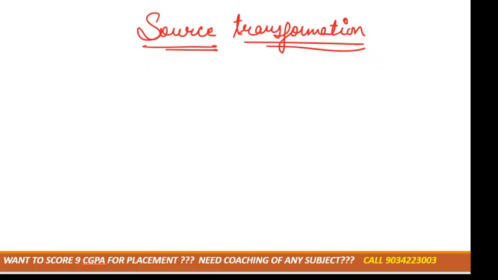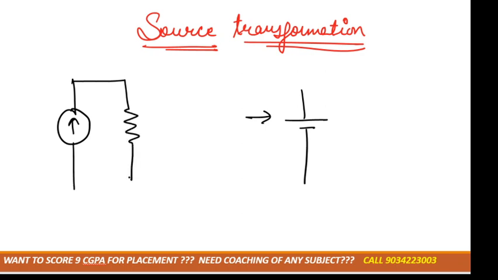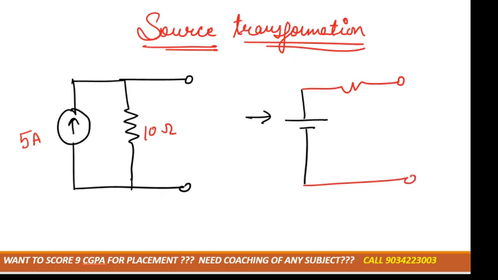Source transformation. In source transformation, we can convert a current source to a voltage source and vice versa. Generally, we convert the current source into a voltage source because it reduces our mesh. Let's see how. Suppose this is 5 ampere and this is 10 ohm. If the current source is connected in parallel with the 10 ohm resistance, only in that case can it be converted into a voltage source. We have to connect the same resistance of 10 ohm.